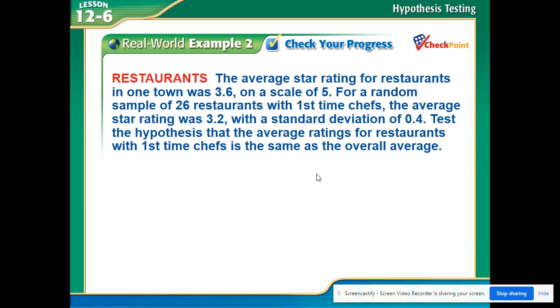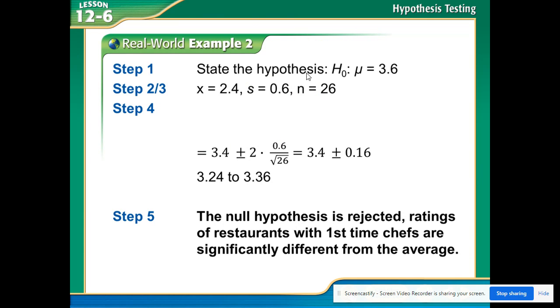All right, so let's try another one. Restaurants in one town were 3.6. So that's our value that we want it to be. See if this group fits. So 26 restaurants with an average rating of 3.2 and a standard deviation of 0.4. So we're going to state the hypothesis that it's going to be 3.6. Steps 2 and 3 give us those values. Again, we don't have to worry about that. Step 4, we're just plugging all those values in.